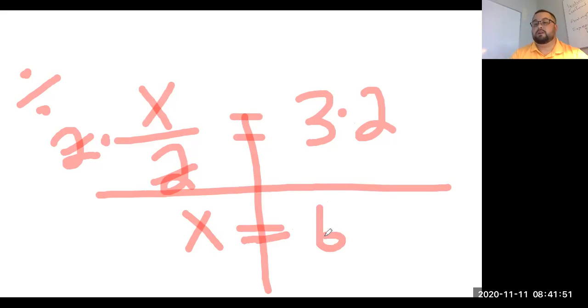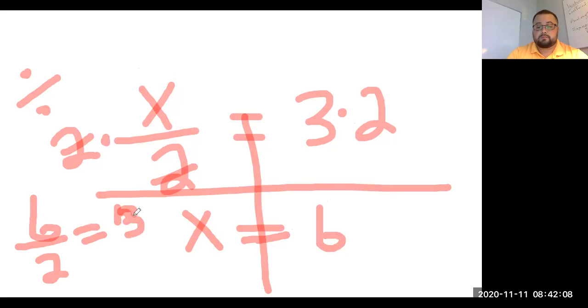Okay. Now, if I wanted to check these types of problems, I just go up and replace the x here with 6. So that would be 6 divided by 2 equals 3. Or excuse me, our original problem was x over 2 equals 3. So therefore, 6 divided by 2 would be 3 equals 3. And we know that they are balanced. Okay. Thanks.